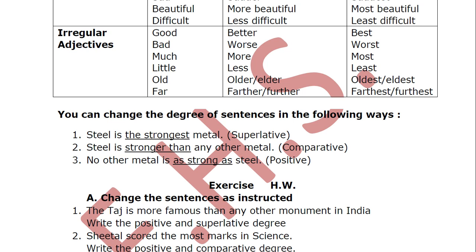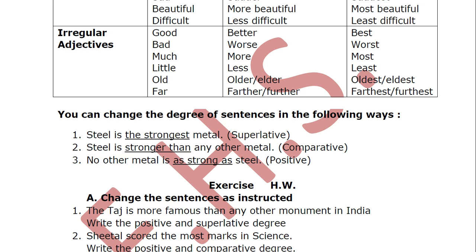Now supposing I had to change it and say steel is one of the strongest metals. So it is not the strongest. There are other metals also which are as strong as steel. Maybe there is one more metal, maybe there are two more metals. Then you will change it in a different manner. Okay. So you will say steel is stronger than most other metals, not any other.